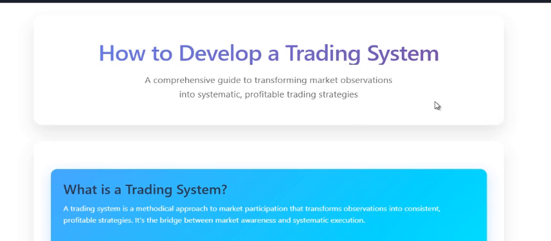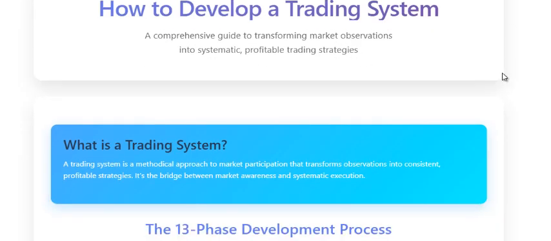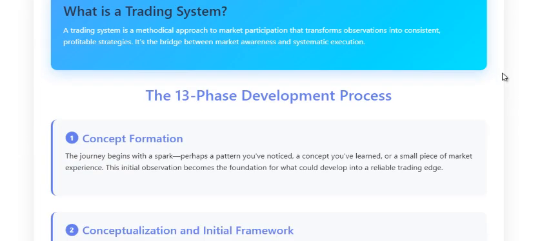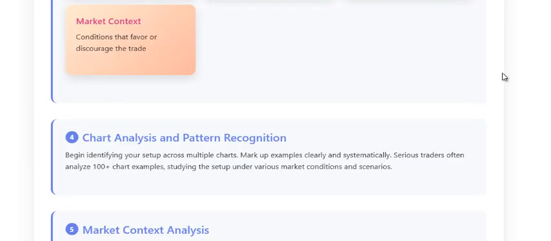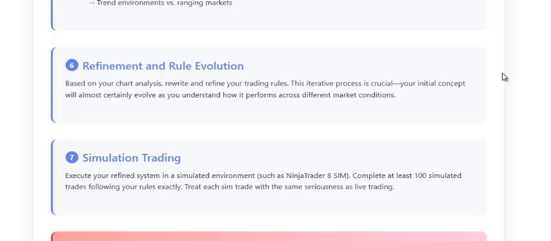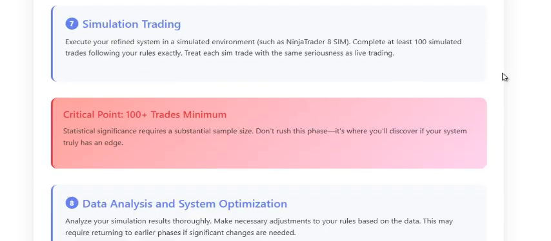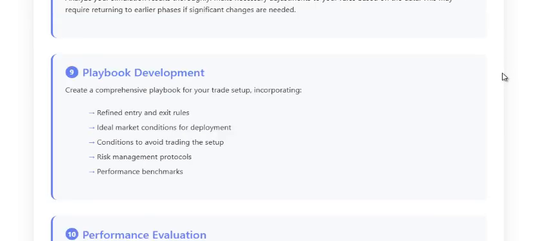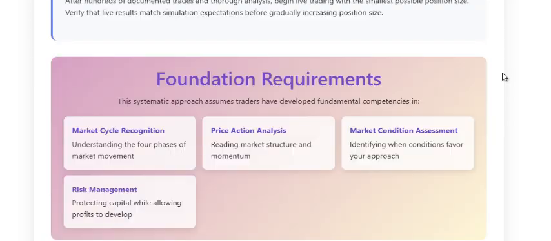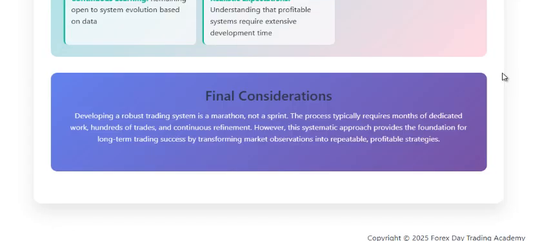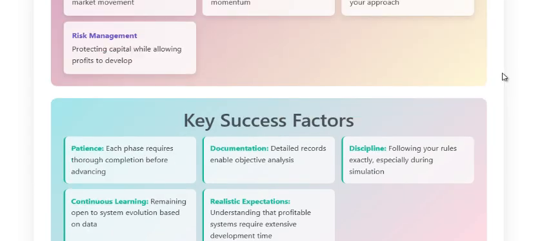On this page, what you see is a brief overview to give you an idea of the process that I go through developing my own trading systems and helping others develop theirs. I've been coaching people since 2007, and this is part of the program that my coaching students and I go through whenever we develop a trading system.